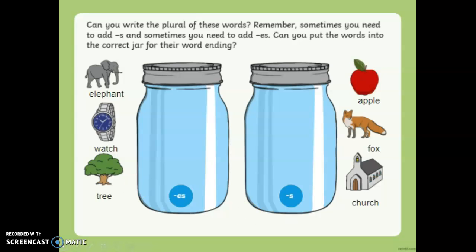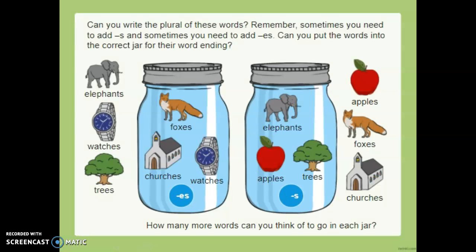How did you get on with that? I'm going to show you the answers and you can check whether you've got them right. Can you see that all of these words, all of these nouns, all of these naming words, have either S or ES at the end of them, and we've sorted them into the correct jar. In the jar with the ES ending, the ES suffix, that's the word ending, we've got foxes, churches and watches. In the other jar, we've just added S, and you have elephants, trees and apples.